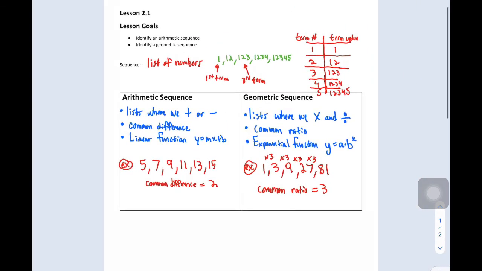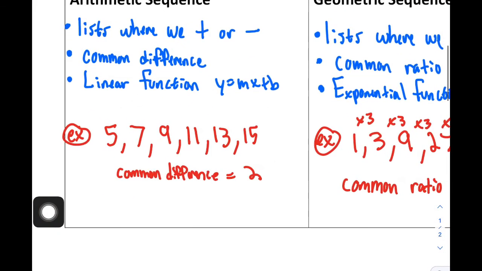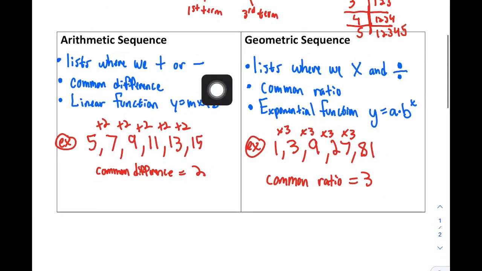All right, we're going to be dealing a lot more with these two things. But again, the main thing for today, guys, arithmetic sequences are lists of numbers where we can recognize that we are adding or subtracting in between the terms. Like this one over here, we were adding 2. Whereas geometric sequences are lists of numbers where we're multiplying or dividing. And in this example, we were multiplying by 3.